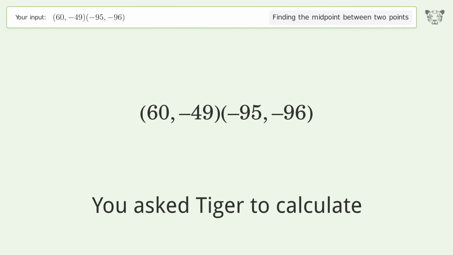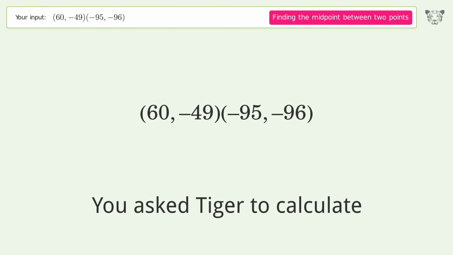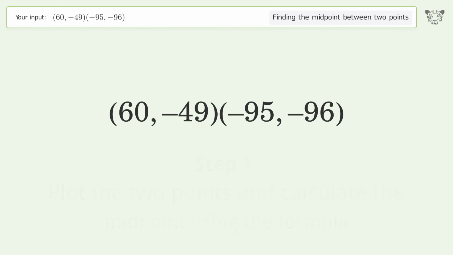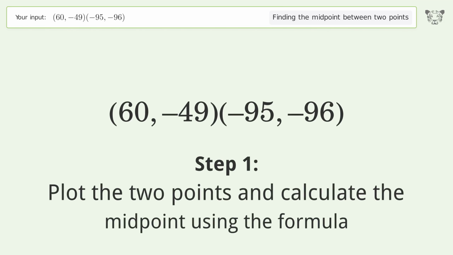You ask Tiger to calculate. This deals with finding the midpoint between 2 points. The midpoint between the 2 points is -17.5, -72.5. Let's solve it step by step. Plot the 2 points and calculate the midpoint using the formula.